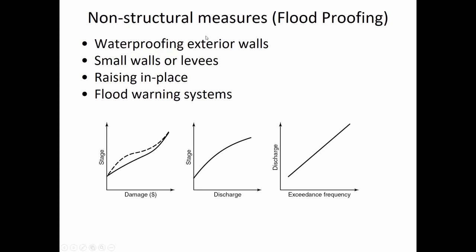Flood-proofing, non-structural measures like waterproofing the walls or raising a structure in place or flood warning systems that can allow people to evacuate and move their vehicles, those sorts of things, what it does is it makes it so that you have to have a higher depth of water to get a certain amount of damage. So all of these non-structural measures aren't changing the watershed, it's not changing the channel, which is what we think of as the structural side of things. The non-structural measures are affecting the damage-stage relationship. And so it's saying that you'd have to have an even greater depth of water to get the same amount of damage that you had before.